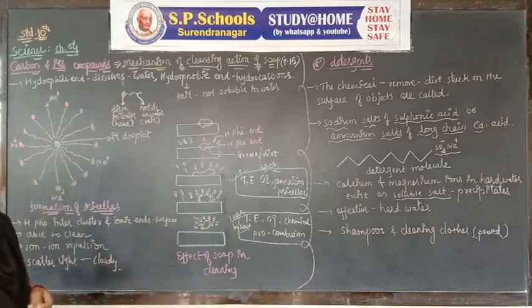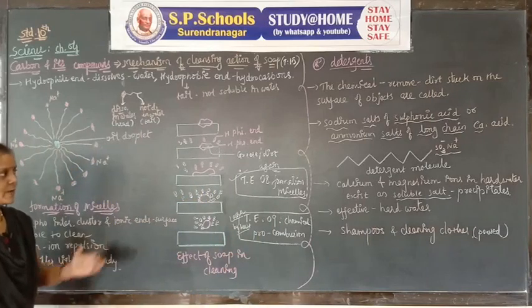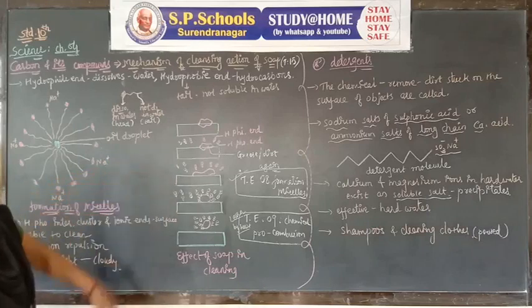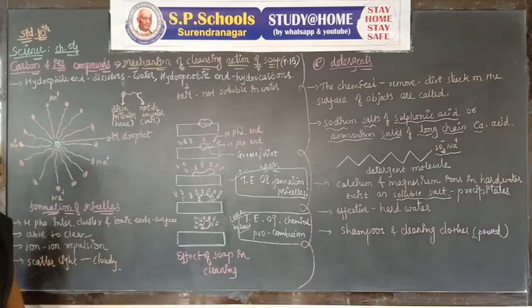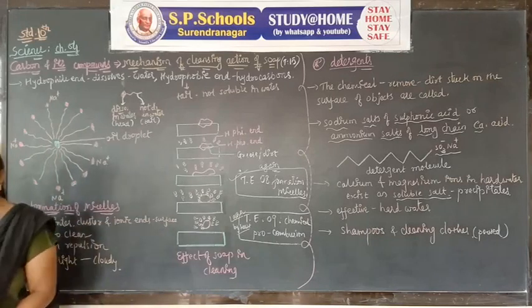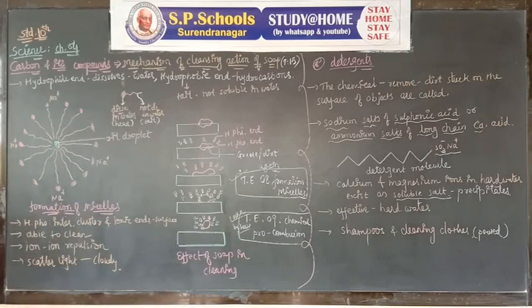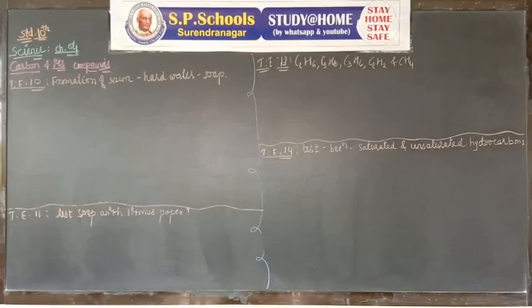Here is the mechanism of cleansing action of soap. On the base, the formation of micelles can occur. And question 9 is related to chemical properties of carbon compounds. First property, combustion, and the short note on detergents. Let's continue with the textual exercise.